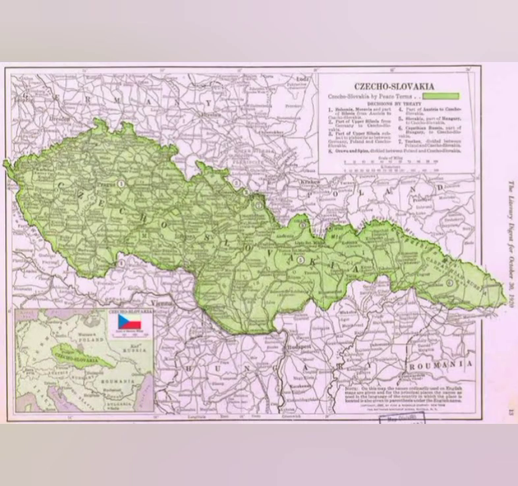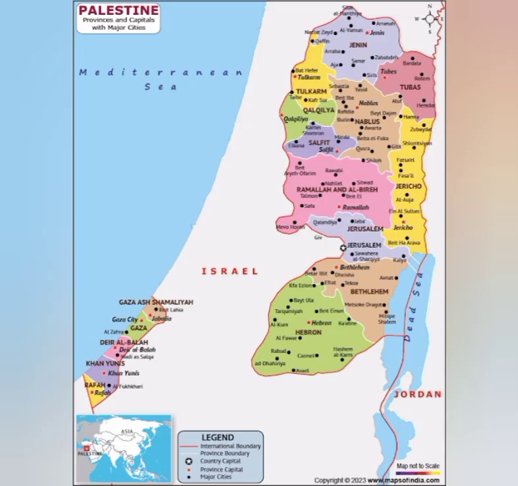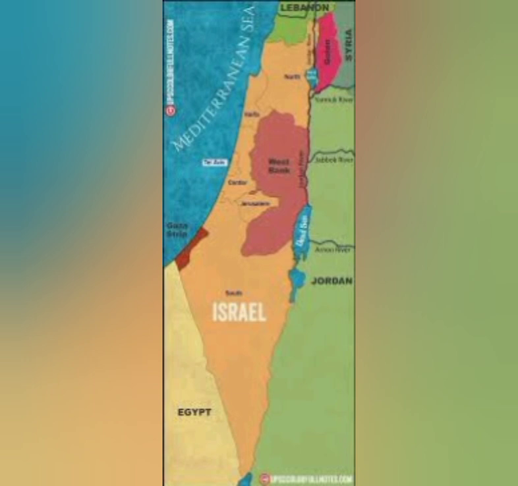Separate paths. Both nations have pursued independent political and economic policies, with the Czech Republic often seen as more economically advanced. 7. Palestine and Israel 1948. The division of Palestine to establish the State of Israel in 1948 remains one of the most contentious issues in global politics. The United Nations proposed a partition plan, but it was rejected by Arab nations, leading to conflict.